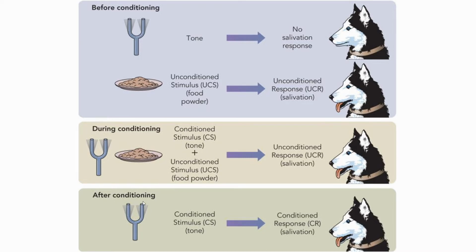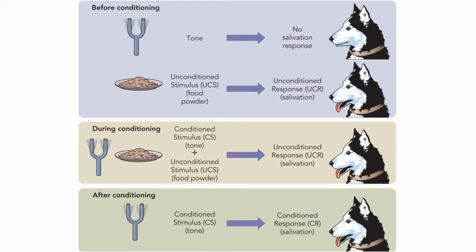And after conditioning has happened, after that acquisition phase, we can confirm this. So if we present the tone to the dog in the absence of food, it's just the conditional stimulus, we get a conditional response. The dog salivates, which tells us that yes, this is a conditional stimulus. The dog did learn something about this particular stimulus, this previously neutral stimulus. So that's our original classical conditioning.